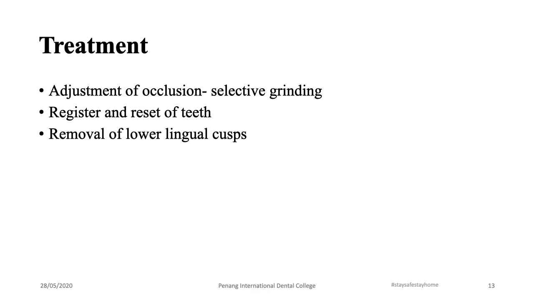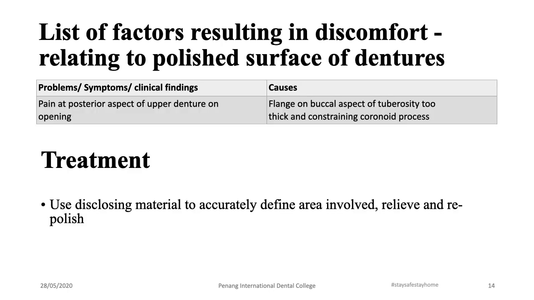So basically it's more of your cheek biting. If the tongue biting is happening, then it's basically because of your teeth which are more lingually placed to the alveolar ridge. Next, coming to list of factors resulting in discomfort relating to polished surface of the surface of dentures.